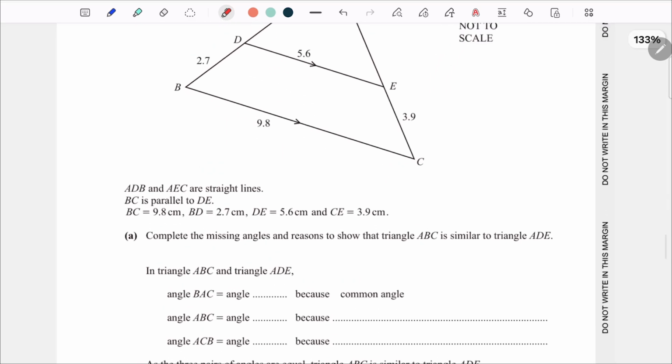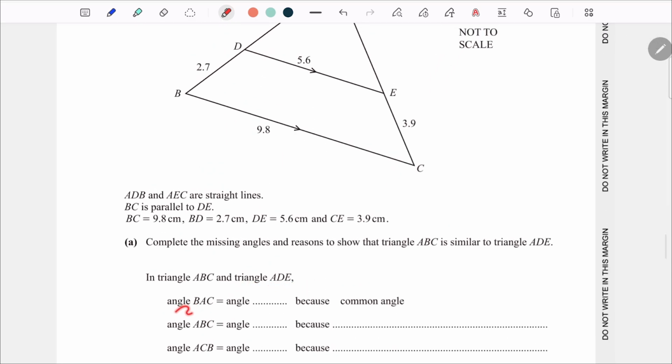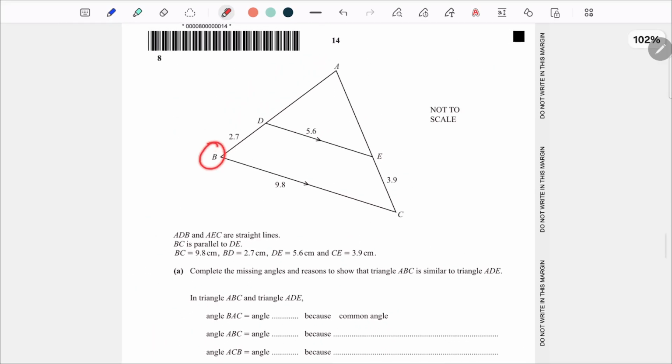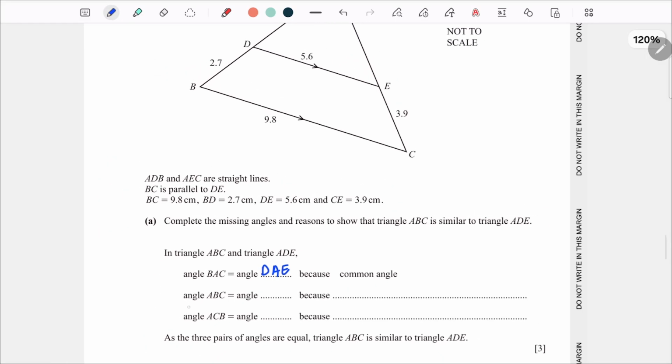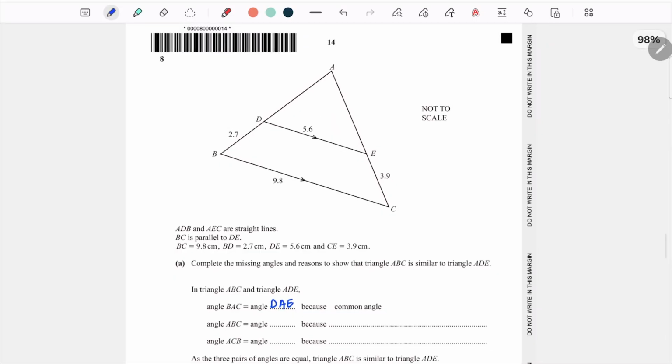So in triangle ABC and triangle ADE, angle BAC is equal to angle. So if angle BAC, that is this angle right here, so in the other small triangle, DAE, basically angle BAC will be equal to DAE, because they are common angles.